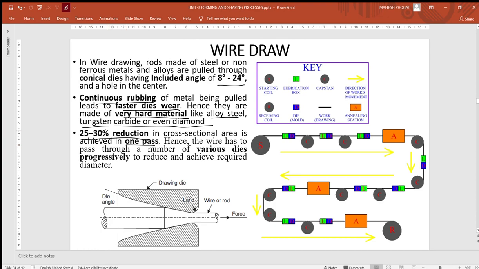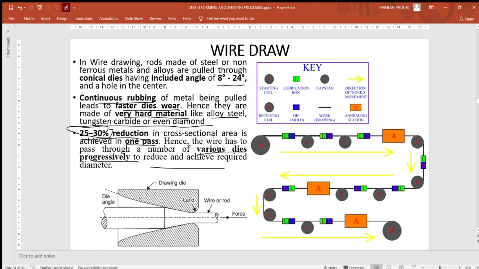You can achieve only 25 to 30% reduction of cross-sectional area. That is one more reason why you need to pass the wire through a number of dies, because in one pass only 25 to 30% reduction is there, and hence it has to pass through various dies progressively, one after another, so that the reduction is achieved.